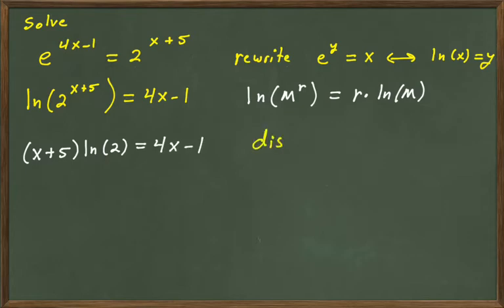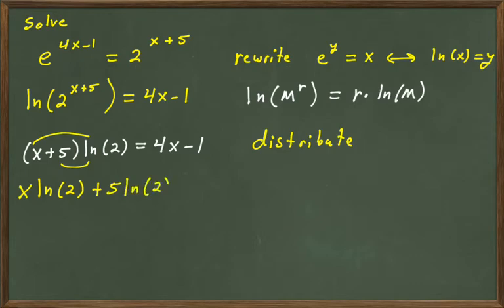We're going to go ahead and use the distributive property, and we're going to distribute the x plus 5 to the natural log of 2. So that's just going to be x natural log of 2 plus 5 natural log of 2. That's going to be equal to 4x minus 1.